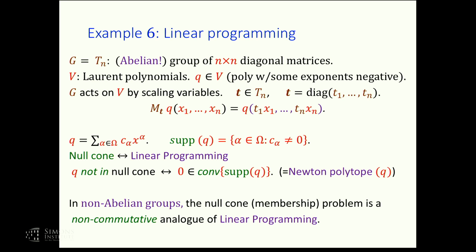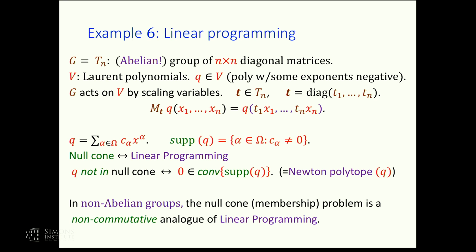It's scaling. It's just like we were scaling matrices, we are scaling variables. So when we have a matrix like this, just a bunch of diagonal terms t1 up to tn, we just scale each variable: xi we scale by ti. This is the action. You start with a polynomial, you get a different polynomial. So you really look at the action on the coefficients of the polynomial. That's a linear action.